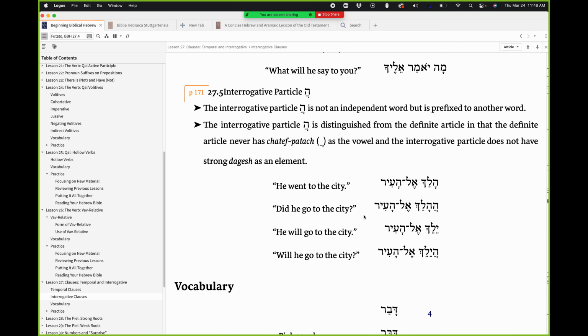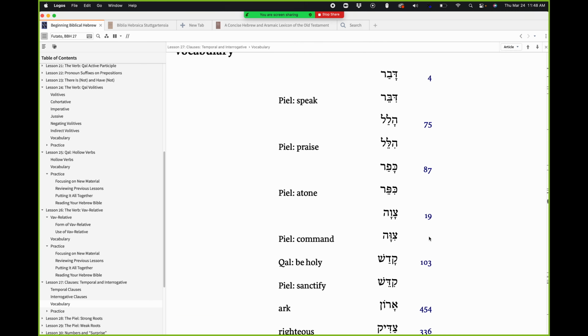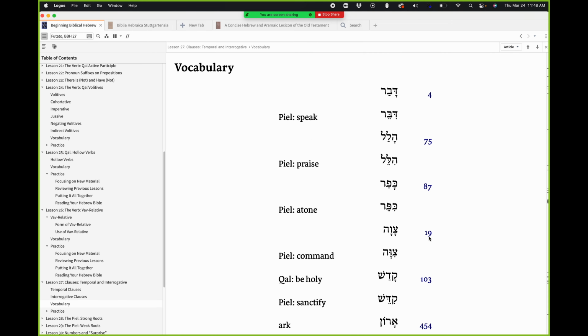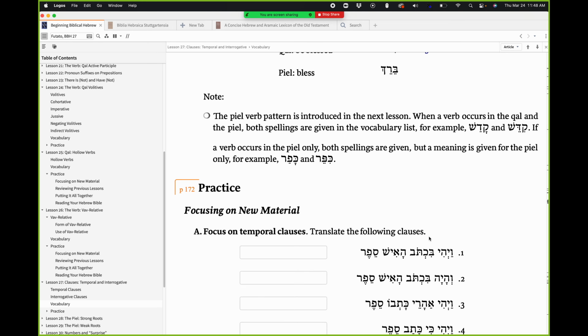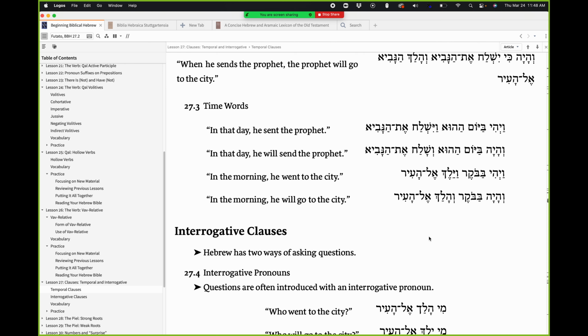Now, how would we really ask that in English? More formally, we would say, did he go to the city? Here we have he will go to the city. You would say, will he go to the city? All right. Then we've got, so PL is next week. That'll be fun. You get a new stem, new pattern, however he calls it.